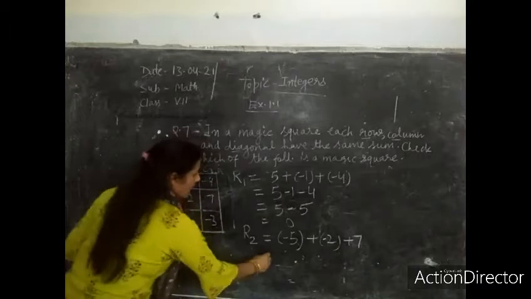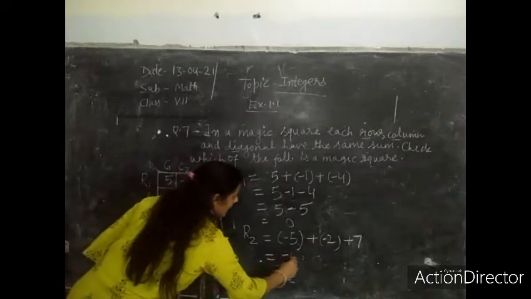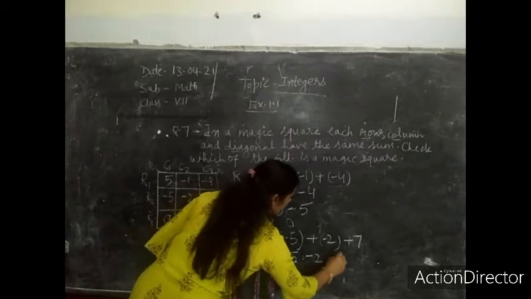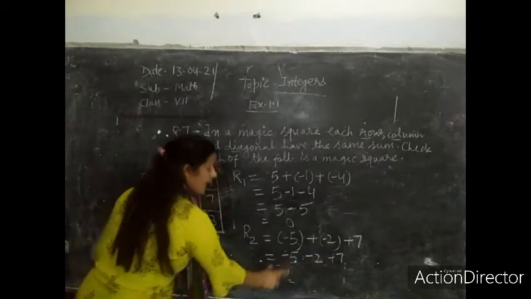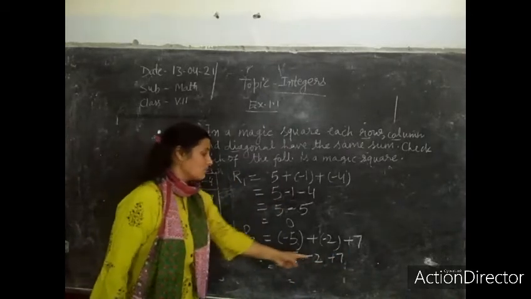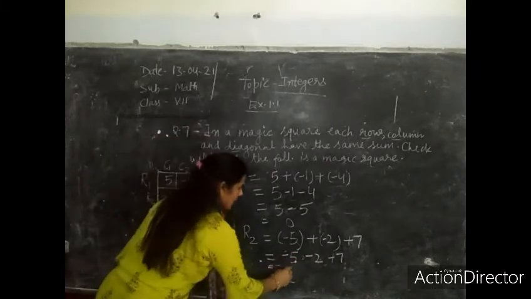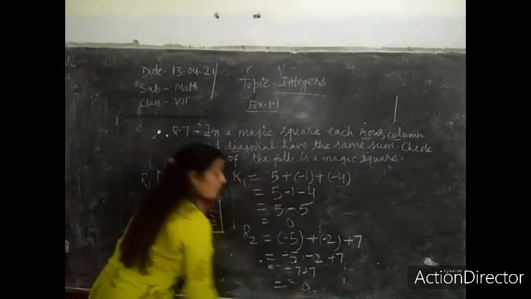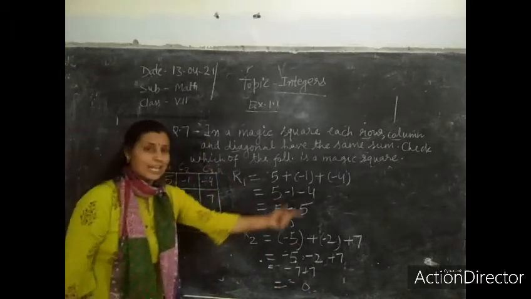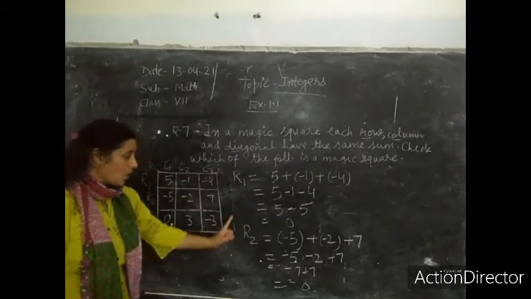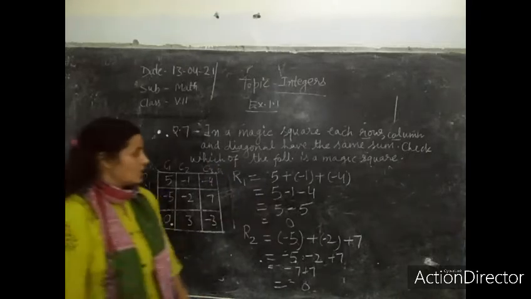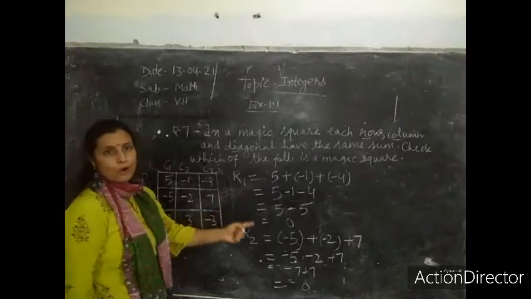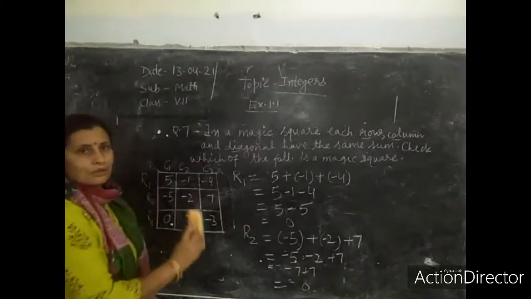Understood? Now open the bracket. Minus 5 plus minus becomes minus 2, and plus 7. Now you can see again minus will be plus. So minus 7 plus 7 equals 0. Very good. R2 is again 0. R1 is 0, R2 is 0. So pause the video and note it down in your notebook properly.